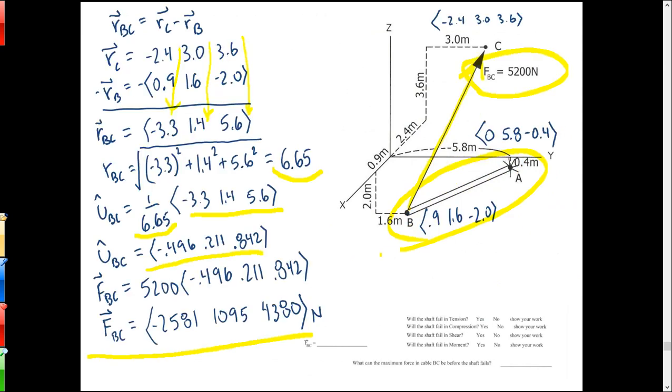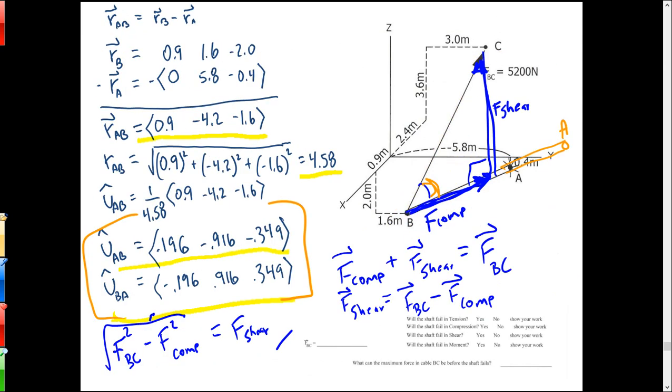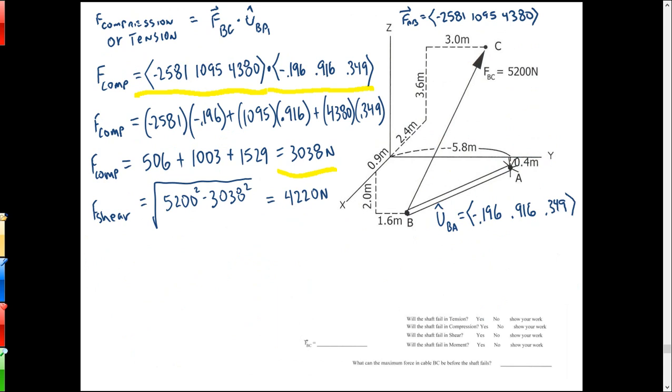Now the next thing to do here is to look at the moment. So why don't you calculate the moment at A that's caused by FBC. You can pause the recording and give that a run, and then we'll check back in.